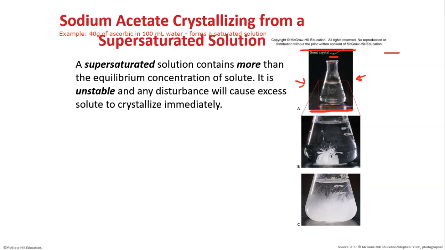Again, using the example of ascorbic acid, if we put less than 40 grams of ascorbic acid in 100 milliliters of water, it's called an unsaturated solution. If we put just 40 grams in 100 milliliters of water, it's called a saturated solution. If we put more than 40, say we put 50, then it becomes a supersaturated solution, and it will crash out.